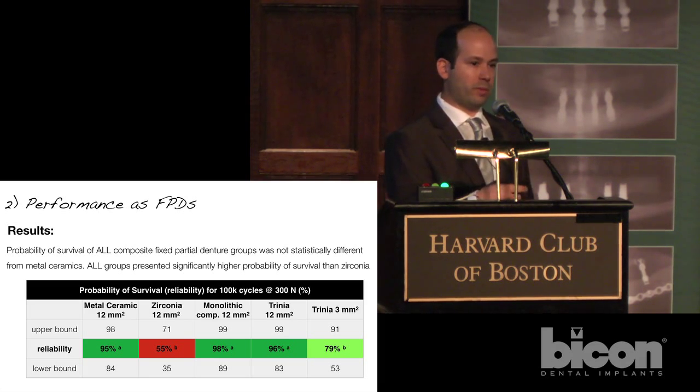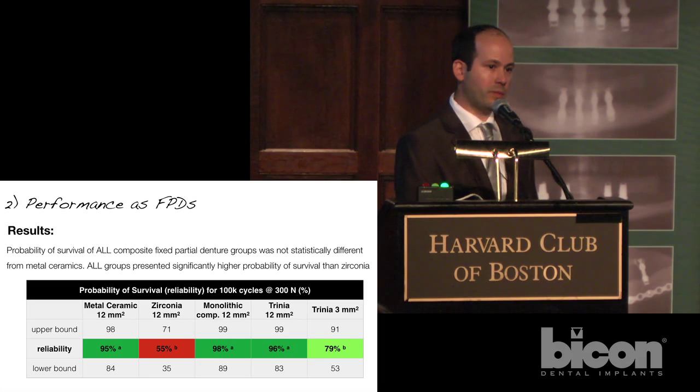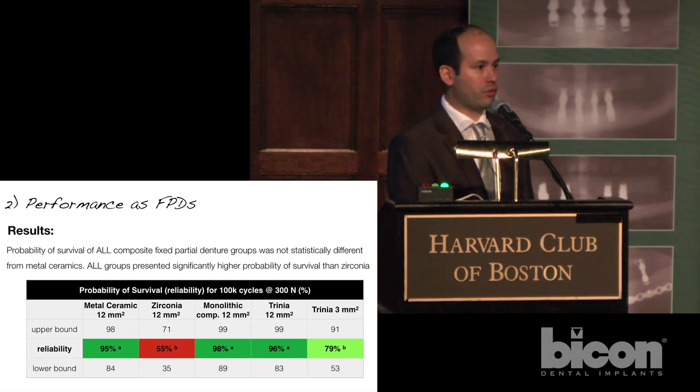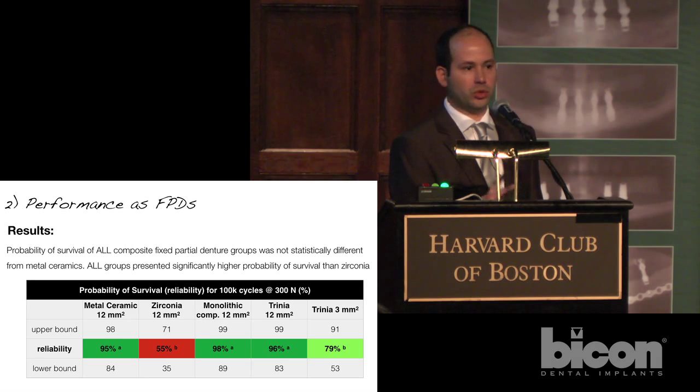So in terms of probability of survival, Trinia at 12 square millimeters had the same probability of surviving that number of cycles and loads as metal ceramics. And the same was true for the monolithic composite, okay? The only difference in terms of failure mode is that failures in the monolithic composite were catastrophic. There was no chance for repair.